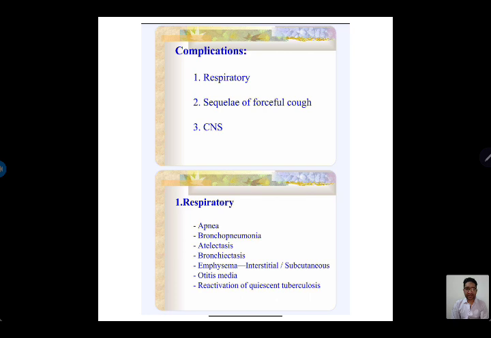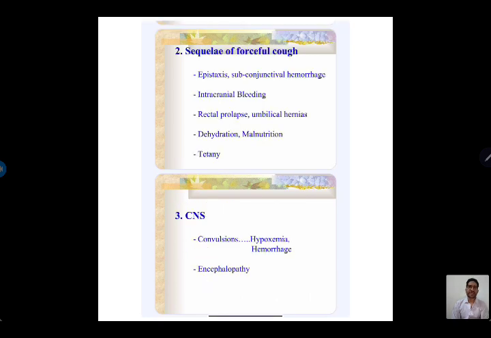Otitis media, reactivation of quiescent tuberculosis. Sequelae of the forceful coughing: epistaxis, subconjunctival hemorrhage, intracranial bleeding, rectal prolapse, umbilical hernias, dehydration, malnutrition, tetany. CNS complications are convulsions, hypoxemia, hemorrhage and encephalopathy.